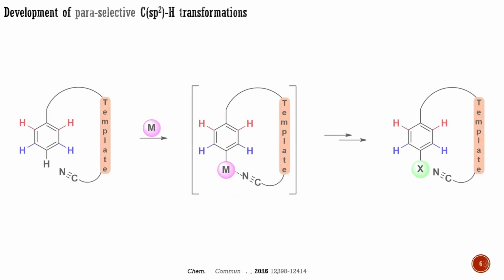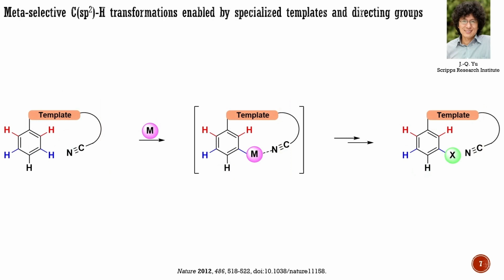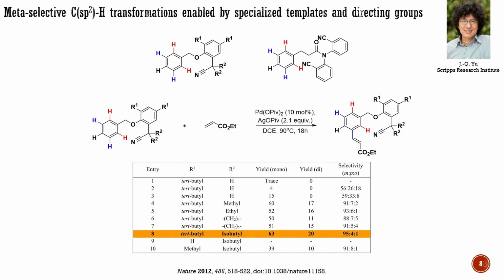Except meta-functionalization, the strategy based on the use of specialized templates and directing groups was recently extended to para-CH functionalization of aromatic systems. Now, let's briefly go through some specific examples. The template strategy for meta-CH activation was developed by the group of you at the Scripps Research Institute. Their initial paper was published in 2012.